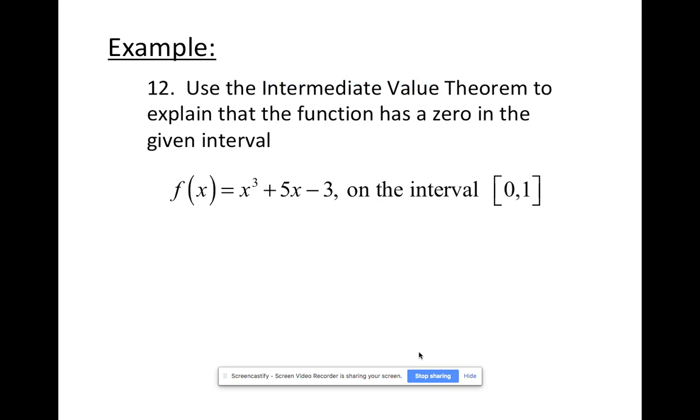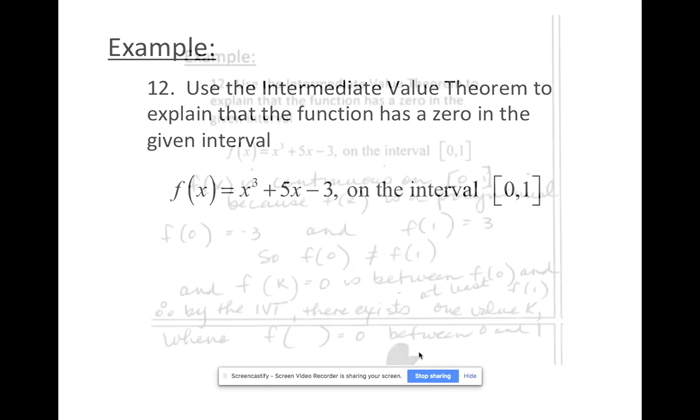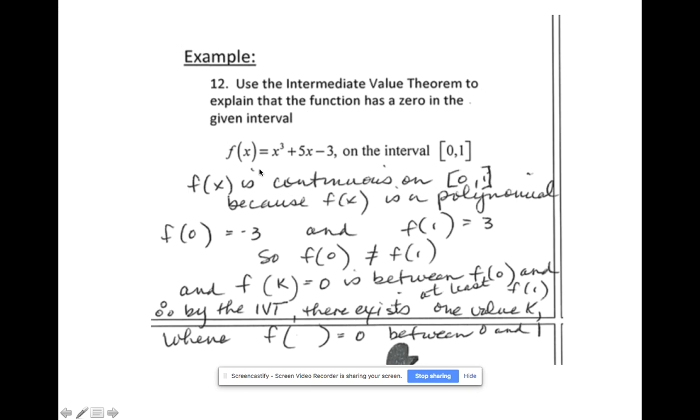So the way we use it is the following. Use the intermediate value theorem to explain that the function has a 0 in the given interval. All right, so what you have to make sure of is that first of all you actually quote that this function is continuous. So you say f of x is continuous on the closed interval 0 to 1 because f of x is a polynomial. We know it's continuous. And then we're going to check the endpoints. f of 0, when I plug in 0, turns out to be negative 1. And f of 1, when I plug it in, turns out to be 3.